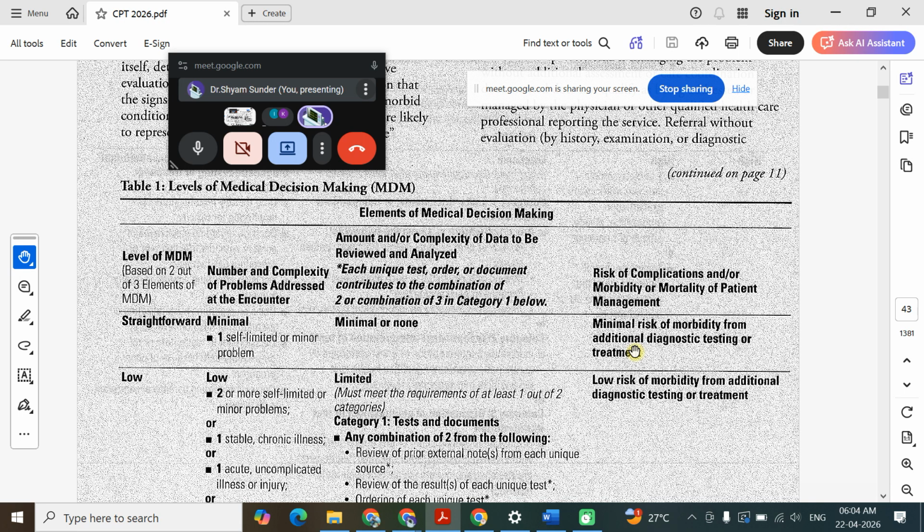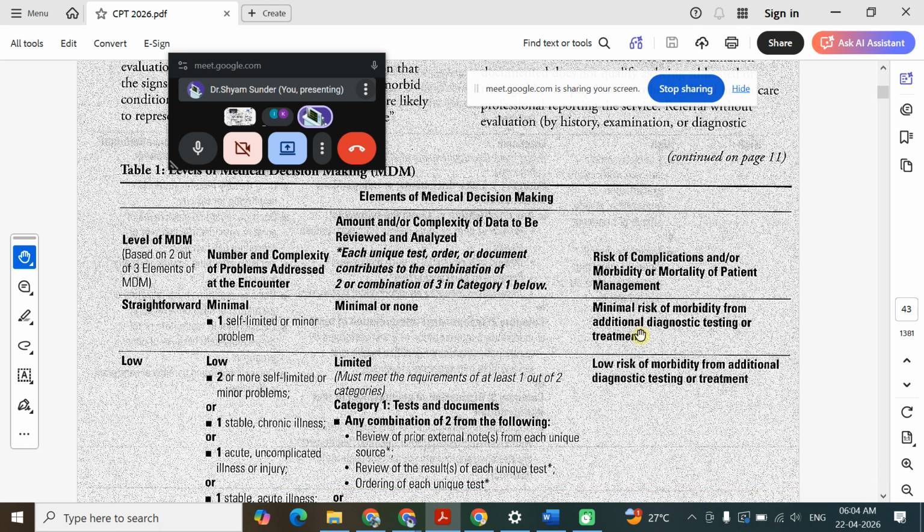So, like I said, the physician will not write whether it is straightforward, low, moderate, or high. It is for the coder to understand based on the documentation. What level of problem is it? What is the amount of data that was reviewed? What is the risk of the patient management?